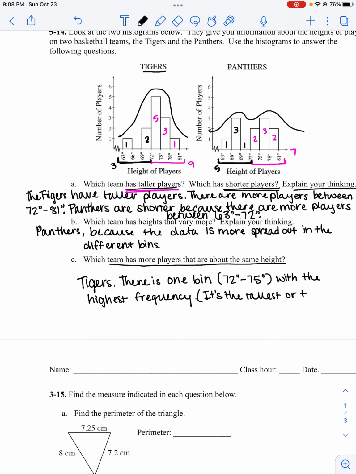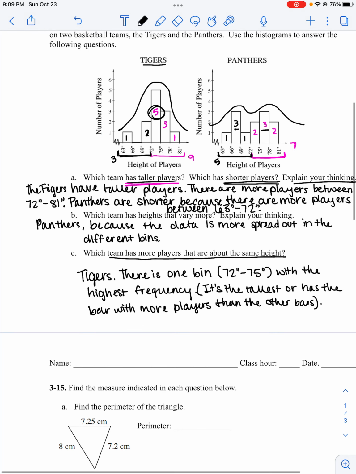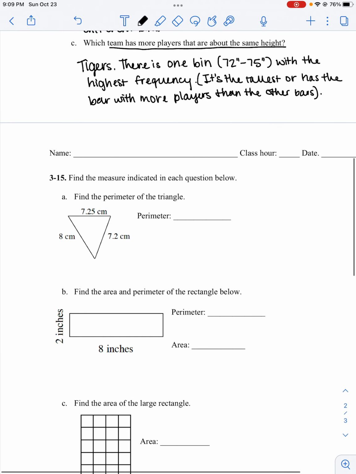Now that means it's the tallest, or has the bar with more players than the other bars. Okay, I wouldn't write what's in the parentheses. That's me just explaining it to you. Okay, I'm looking at this 5 here. If I look at the Panthers, there's 3 and 3. There's not really one bar that's taller than everybody else's.